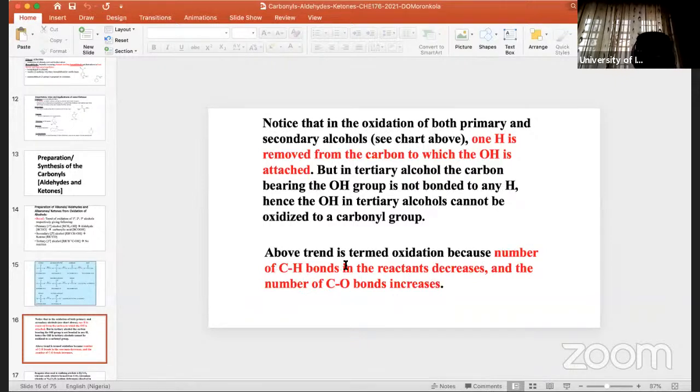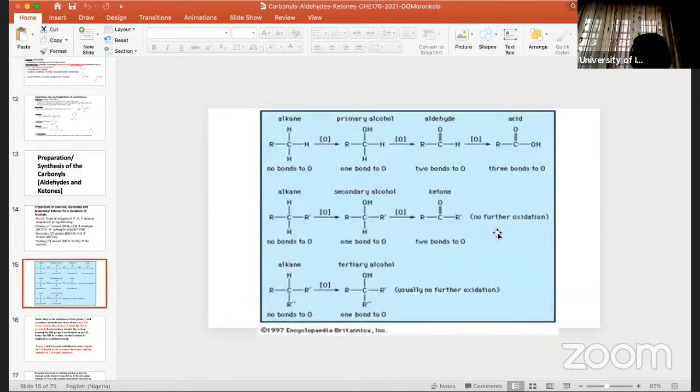And every time you want to determine whether the direction is oxidation, try and look at the CH bonds on the reactants. Is it decreasing and the number of CO bonds increasing? When such happens, you have oxidation. The number of CH bonds in this top one where I have my cursor is 3. And then after oxidation, it's reduced to 2. But there is a CO bond, so one bond to oxygen. So this movement from here to here is oxidation. So that's how to know whether oxidation is occurring or not.